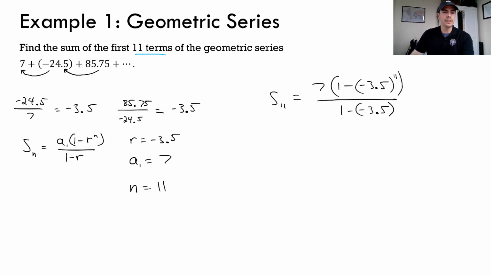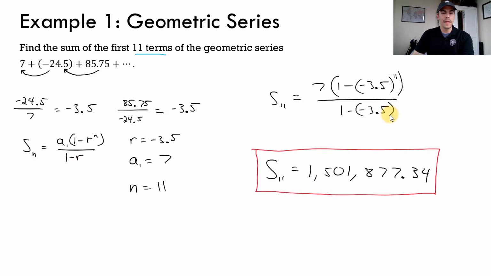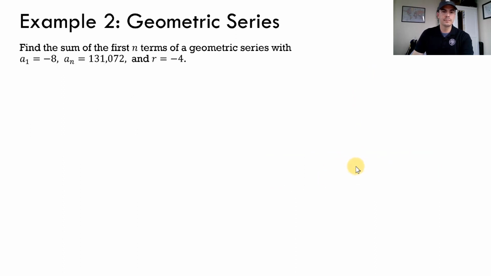So I can go ahead and just plug these values right into my formula. When I calculate that out, just plug that right into a calculator. Be careful with your parentheses with this negative 3.5, and you get a very, very large number.